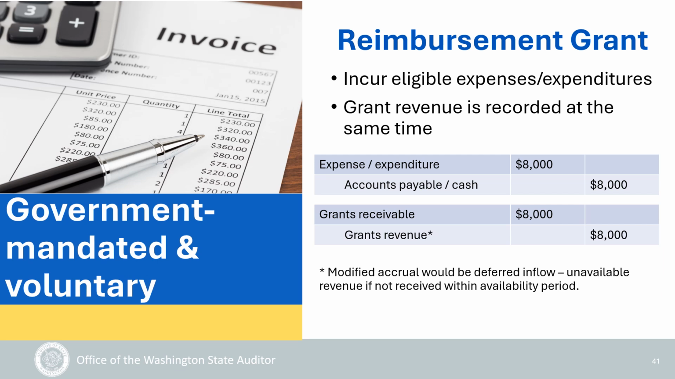Now that they have eligible expenditures, the grantor owes them reimbursement, so they debit accounts receivable. The credit side is grant revenue in full accrual accounting. Normally, it will be grant revenue in modified accrual accounting too. But we also have to make sure the revenue is available. Was it received in the fiscal year or within the availability period after fiscal year end? If so, then it's revenue. If not, if it's received after that availability period, the government will need to record a deferred inflow for unavailable revenue instead.